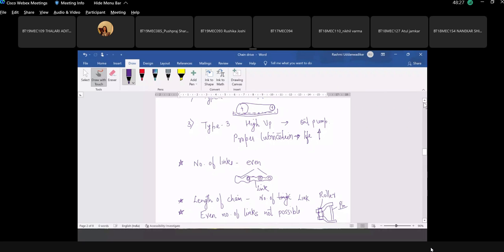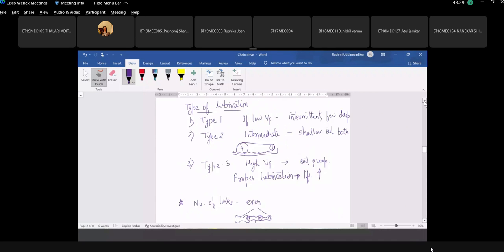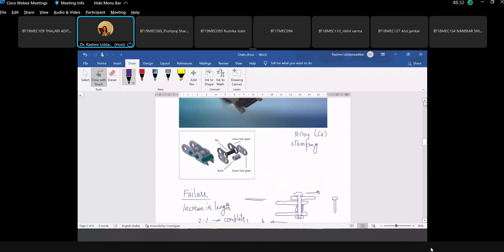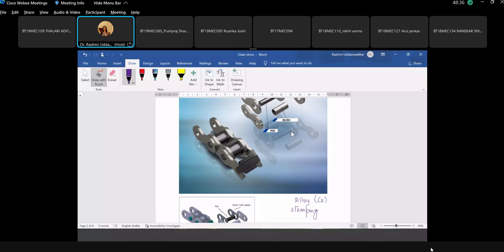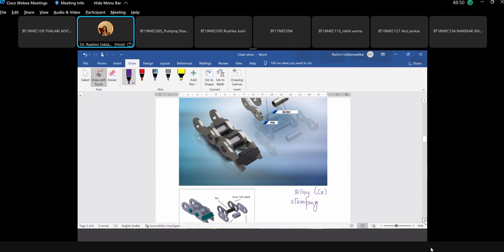Otherwise, the design is such that, going back to the same image, look at this. So this is one link with two rollers connected with an external link having a pin, again a set of two rollers and an inner plate. So it is always like this, and so you always have an even number of links.